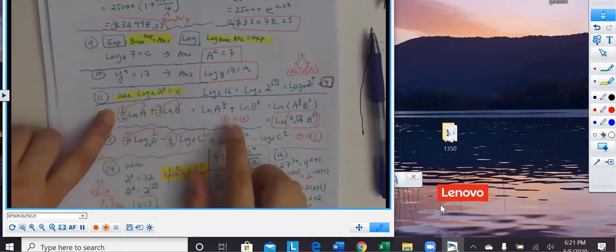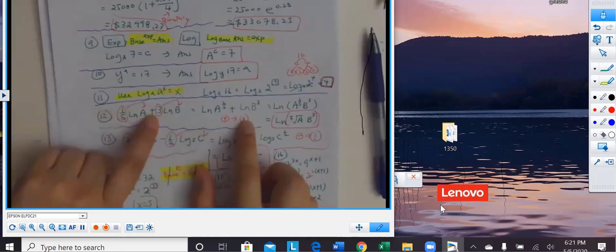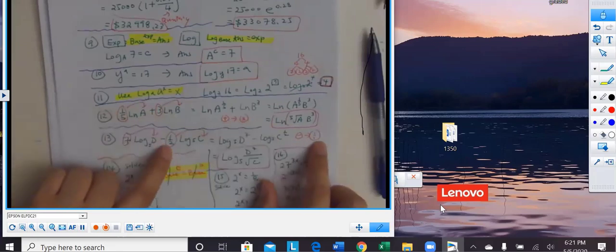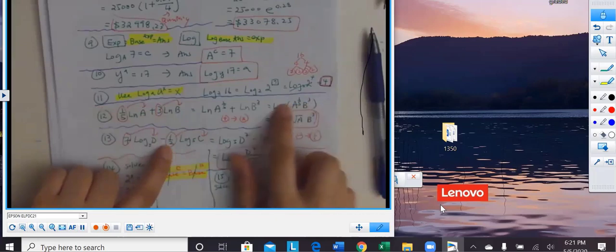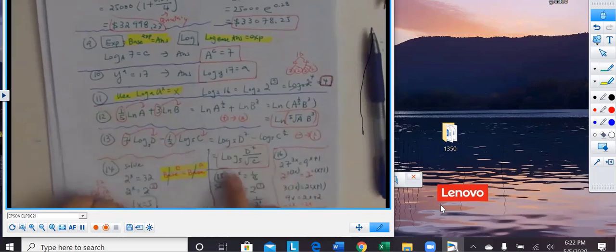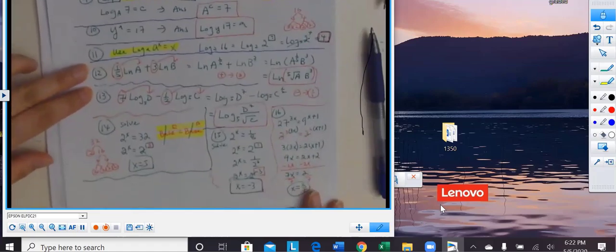And also, addition will turn into multiplication and subtraction will turn into division. So they just condense it to one single term. So that's number 12 and 13.